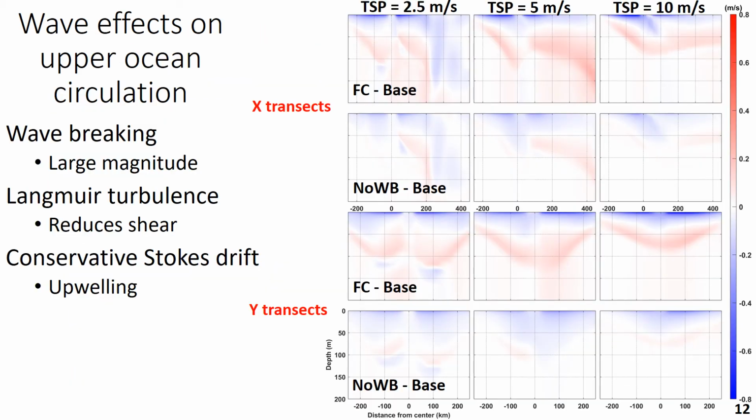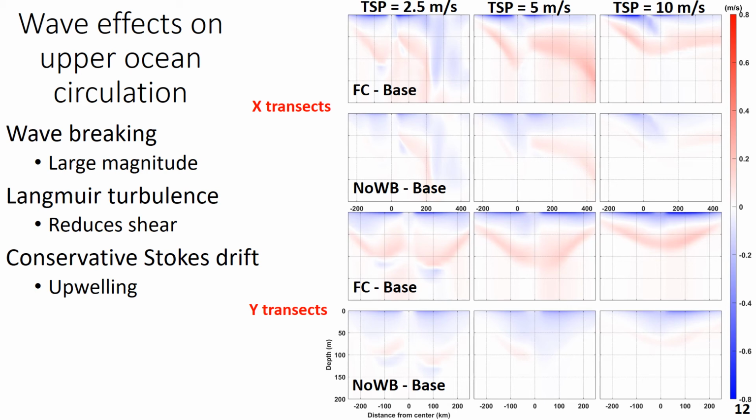But I also wanted to look at vertical transects of the differences between the currents in the same coupled experiments and the base experiment, and also the differences in the temperature. So the x transects are just the vertical transects along the storm track, and the y transects perpendicular to it right through the center after 72 hours. And the blue is showing a reduction in the currents, and the red an enhancement.